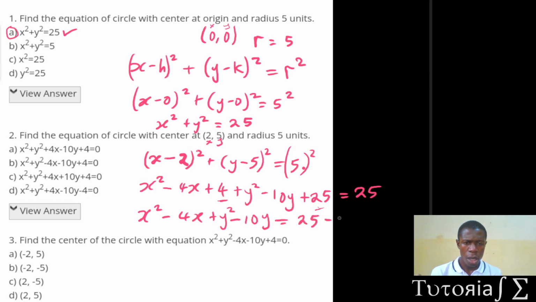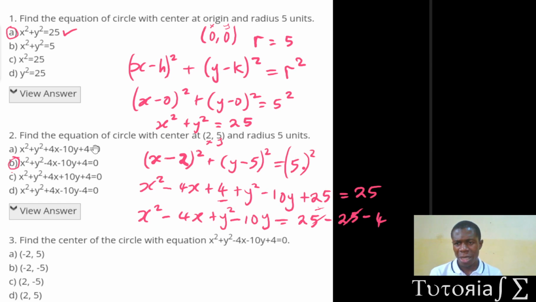So when 29 goes over to the other side, that will be 25 minus 29, and we see that this and that cancel. We have x squared plus y squared minus 4x minus 10y plus 4. So B is actually the answer here. This can go on the other side, and we are going to get that.